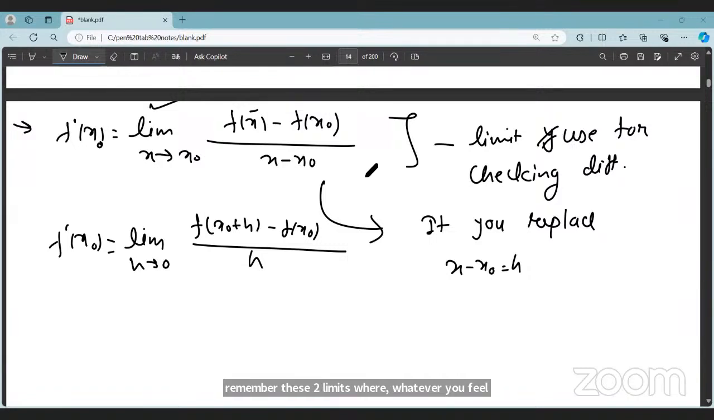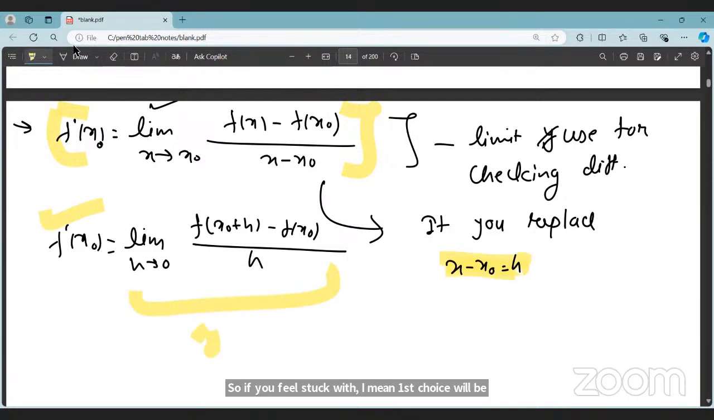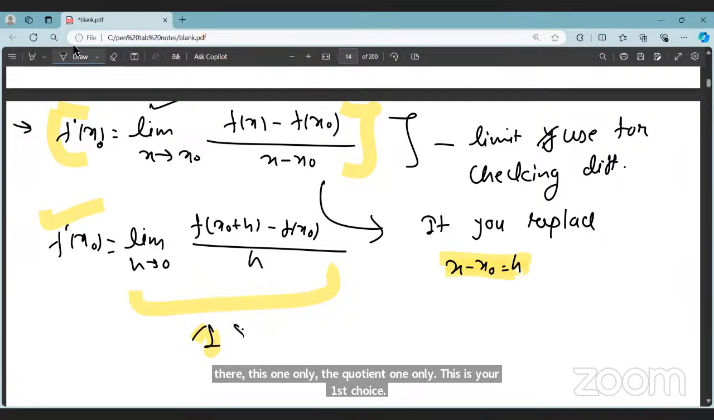I'm asking because it is the first time I've seen that formula. Even in the TA sessions, we weren't taught about that formula. The above one, I mean the LHT one. In the TA session, he gave that minus h one in the denominator. At some point this limit is much easier to compute. So if you feel stuck, the first choice will be the quotient one only. This is your first choice. This was the one that was taught to us. Yeah, this is your first choice.